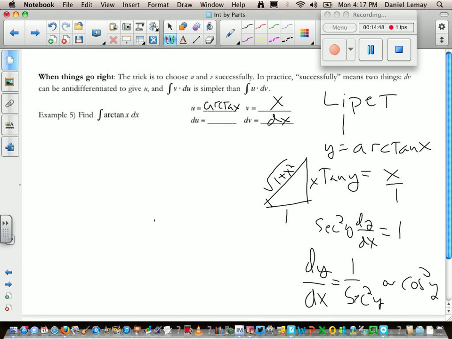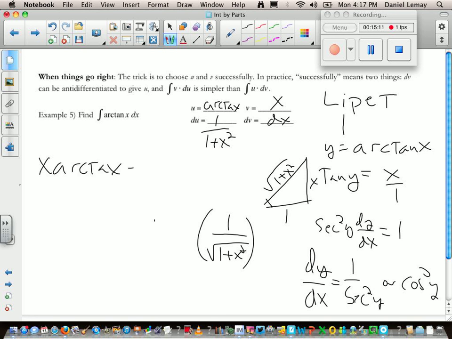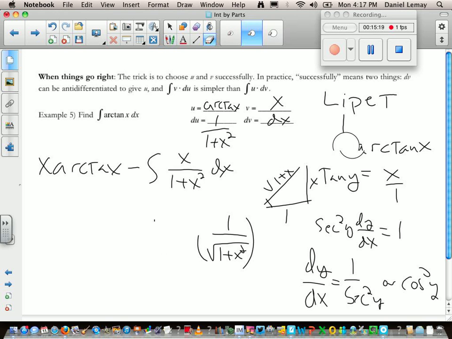Well, the cosine of this triangle is 1 over the square root of 1 plus x squared. If we square that, we're going to get 1 over 1 plus x squared, or x squared plus 1. Okay, so that part's easy. Now we can set up our integration by parts formula. X arctan x minus the integral of x over 1 plus x squared dx. Okay, so we're on the way.